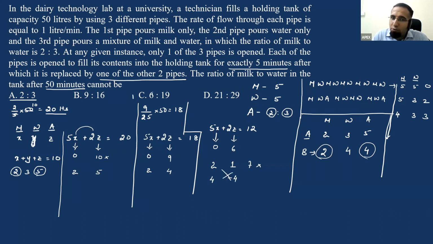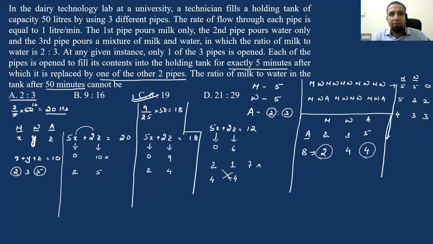So if you see, option C is not possible in this case to get a total of 12 liters, and therefore our answer in this case becomes option C is not possible. Clear? Right, let's move to the next question.